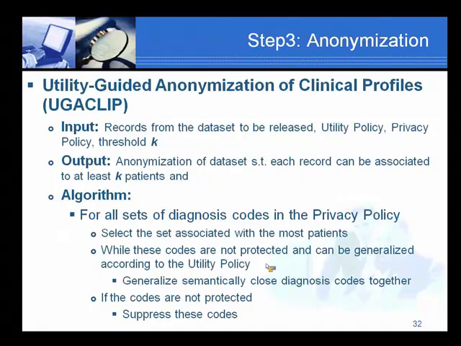So in this case, we chose to preserve privacy at all costs, and we suppress code. So by suppressing code, we will always achieve privacy, but we may violate some parts of the utility policy. So the data may not be useful for a small number of the diseases included in the utility policy.